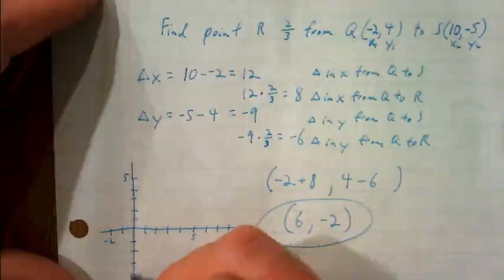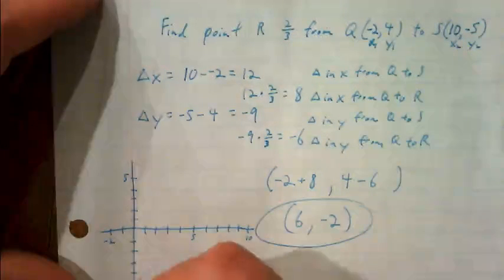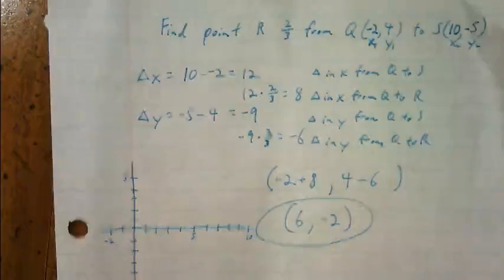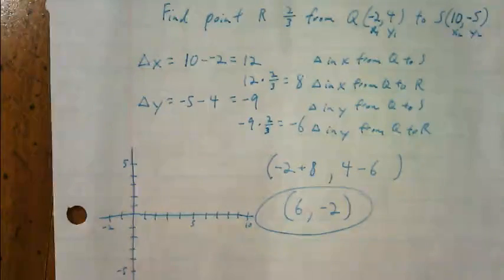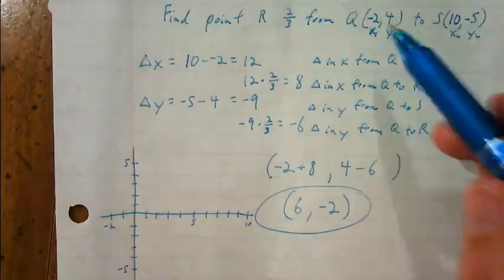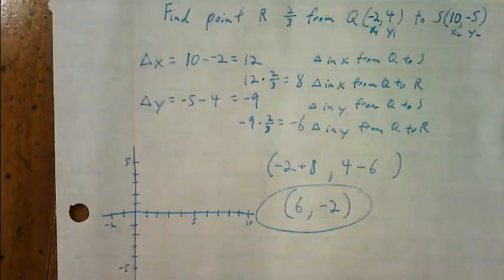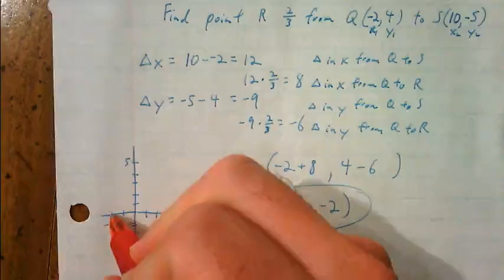1, 2, 3, 4, 5. So, graphing some points so that you can see that this actually does work. We have the point (-2, 4). I'm going to use a different color. (-2, 4) is my original point Q.